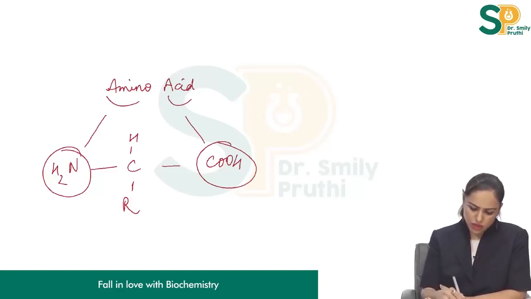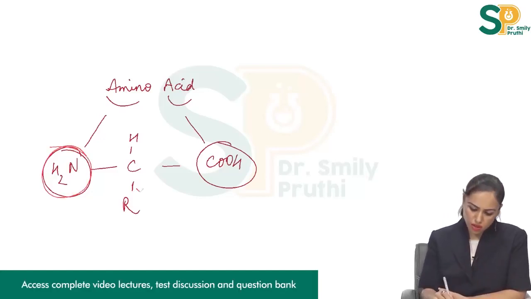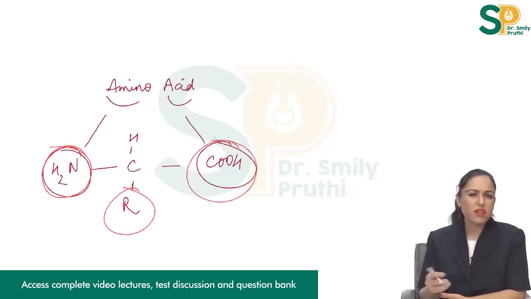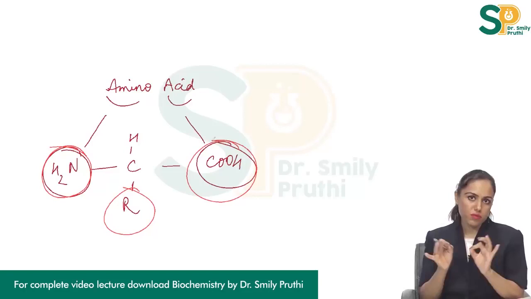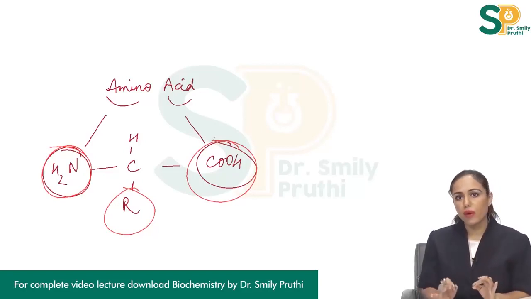In books, when you see, they will sometimes write amino here, sometimes they write amino there, like that they do. But I will be very uniform in my pattern of making the structure of amino acid, right?